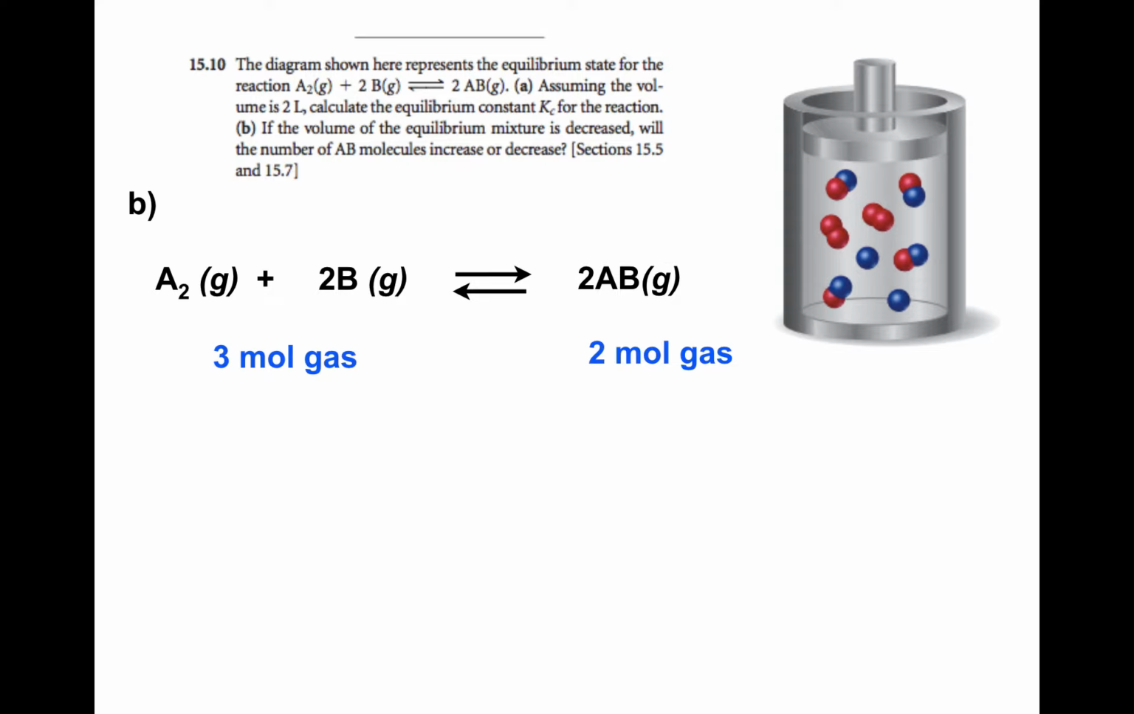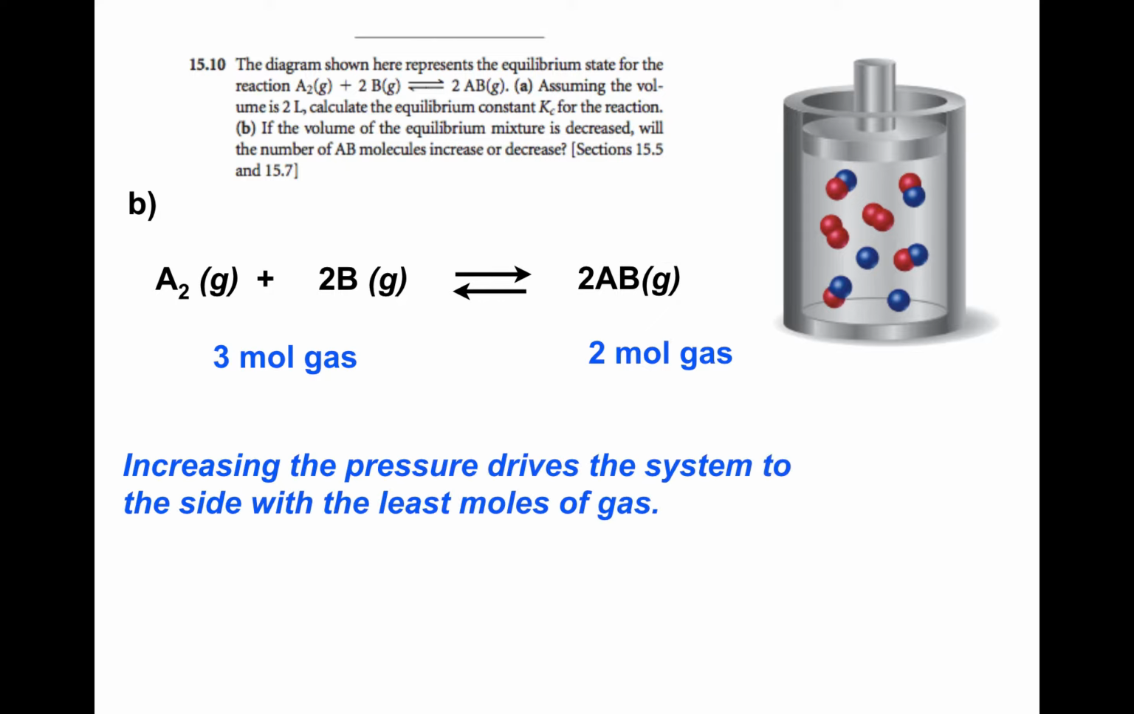So if I pressurize, the system responds to try to get rid of that pressure, drives to the side with less moles of gas. So I'll be making more AB if I put this system under pressure. I'll shift that equilibrium toward the AB side.